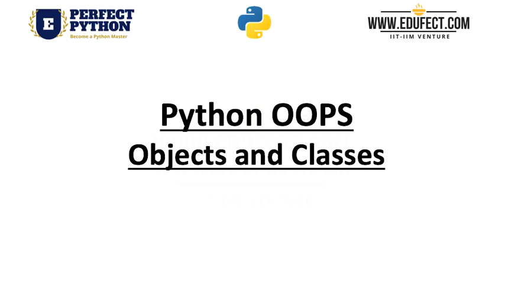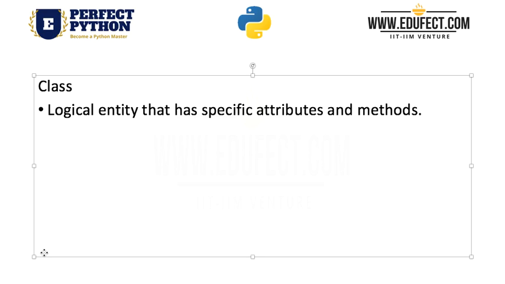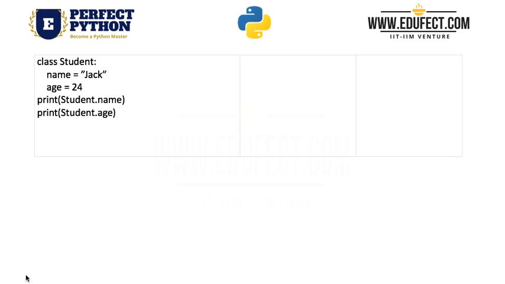In this class on Python OOPs, we will learn about objects and classes. So what is a class? A class is a logical entity that has some specific attributes and methods. So what do we mean by that? A class having some specific attributes and methods. Let's understand it with the context of an example.